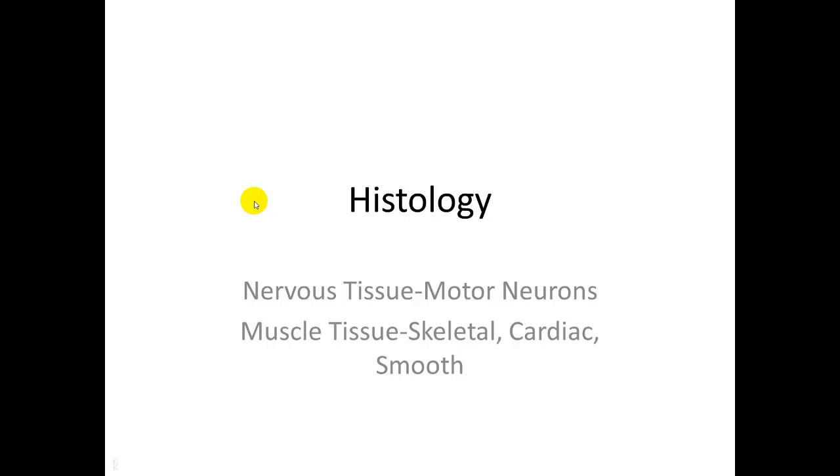Welcome to this lecture on histology. This will look at microscope slides of nervous tissue, the motor neuron specifically, and all three of the muscle tissues: skeletal, cardiac, and smooth.